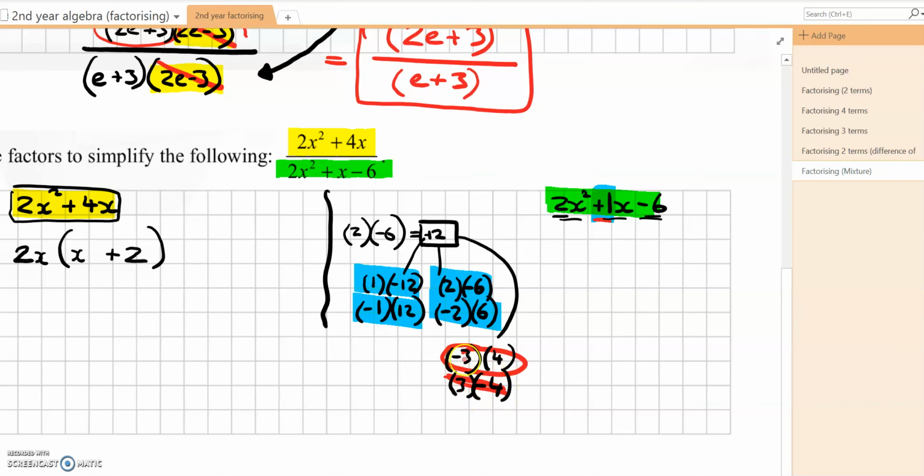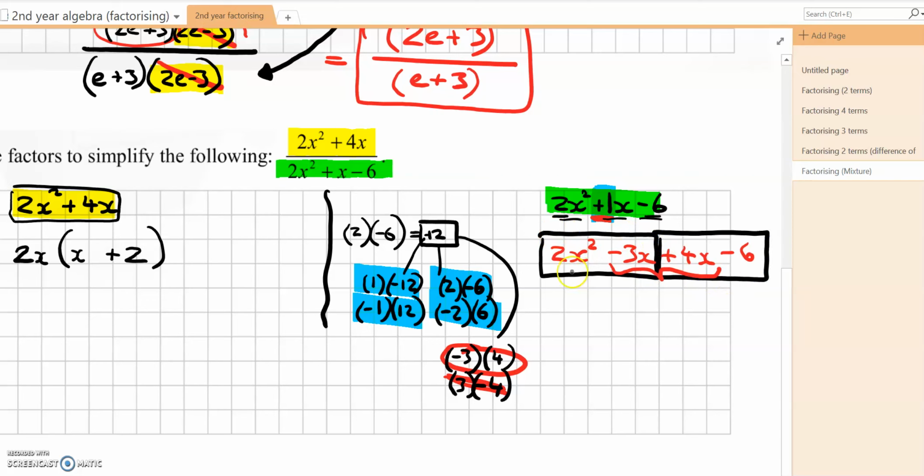Okay, so I'm going to use these two numbers here. So up here, I'm going to rewrite this as 2x squared minus 3x plus 4x minus 6. So the plus 1 is no more, and instead of that, we have this. That's what we're going to use instead. Again, if you're not sure what I'm doing, take a look at the video back here on how to factorize 3 terms. Okay, let's factorize these two, and then we'll factorize these two.